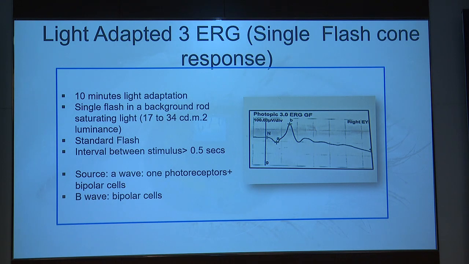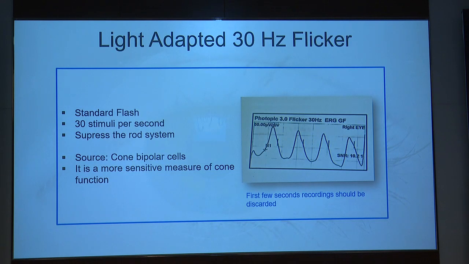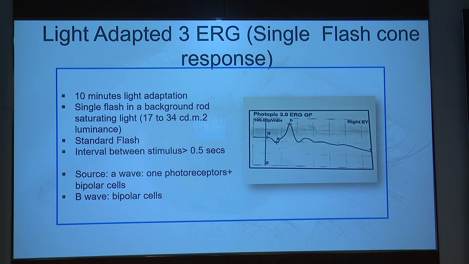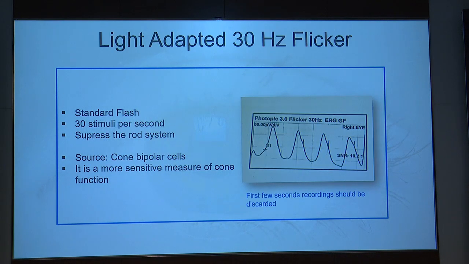Now the patient is adapted to the light, and then you give the stimulation. Let's say the patient is light adapted for more than 10 minutes, then a single flash is given from 17 to 34 candela. This is a standard flash, and the interval between these stimuli should be more than 0.5 seconds. The source of the wave is the A wave plus part of the bipolar cells, and the B wave is basically from bipolar cells.